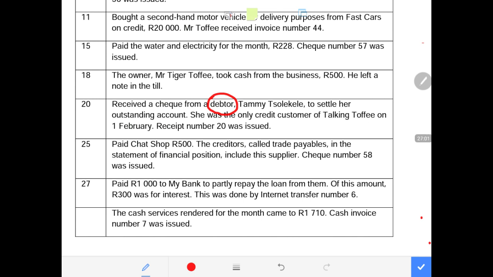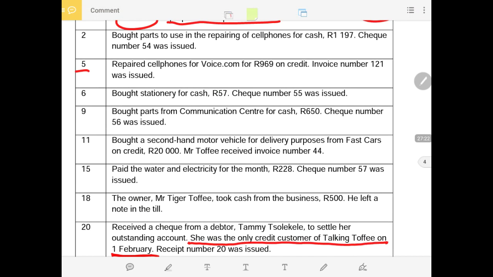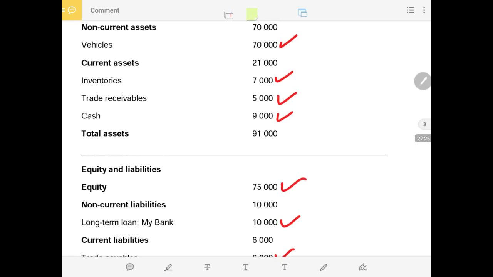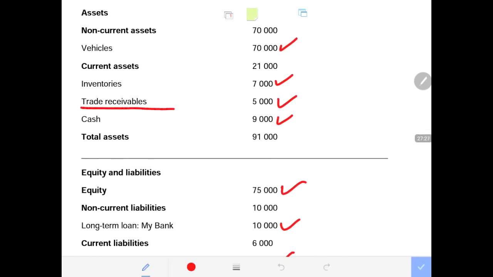She was the only credit customer of Talking Toffee on the 1st of February. Receipt number 20 was issued. There is no amount given. Why no amount given? Because they say she was the only credit customer on the 1st of February. Remember, 1st of February is the opening balance, meaning the amount that we had as accounts receivable of 5,000 was the amount owed by this customer. So she came to settle. To settle, you pay everything. So now it means she paid all this 5,000.